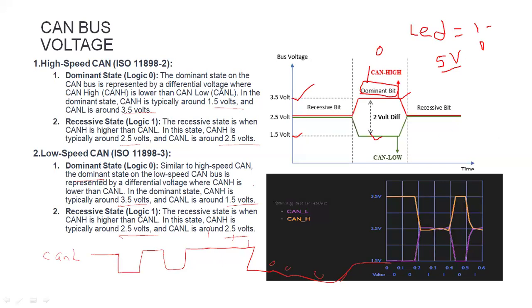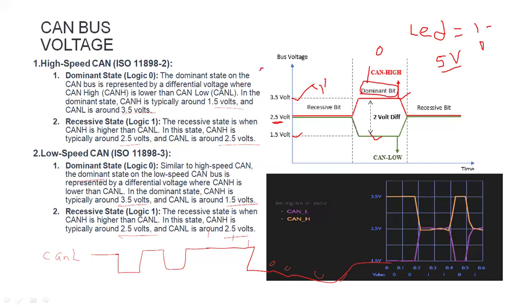If you need to switch on the LED, then the CAN high and CAN low wires will be transferred 2.5 and 2.5. The same power will be transferred on the CAN bus. Then the CAN will understand that I need to switch on the LED because it is transferring a recessive bit. Recessive bit means 1. Dominant bit means 0.